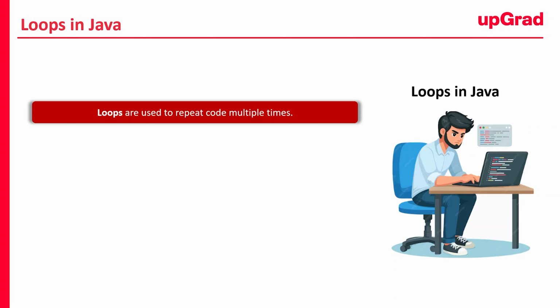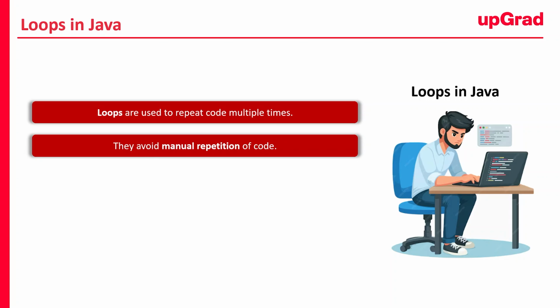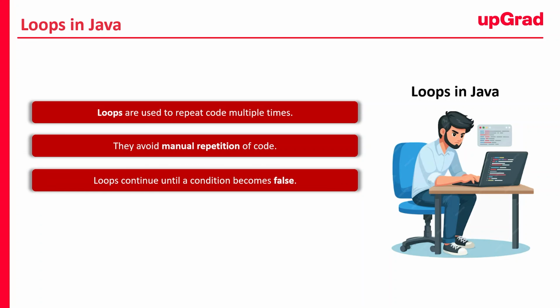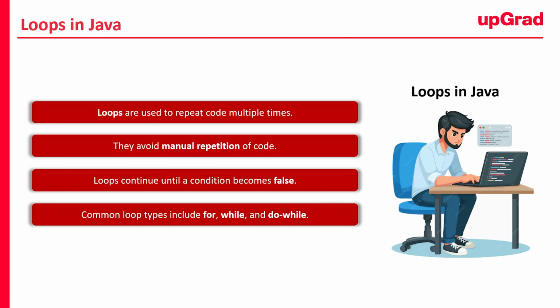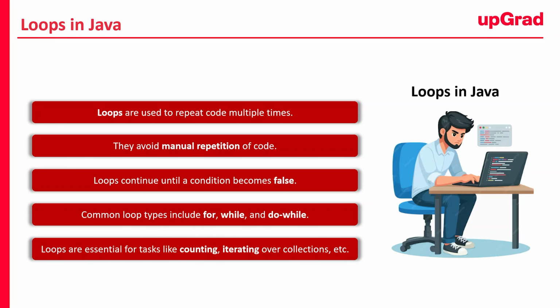In programming, a loop is a way to repeat a block of code until a certain condition is no longer true. This is super helpful when you want to perform repetitive tasks without having to manually write out each action. Some of the common types of loops include for loop, while loop, and do while loop. All of these loops are essential for tasks like counting, iterating over collections, etc.